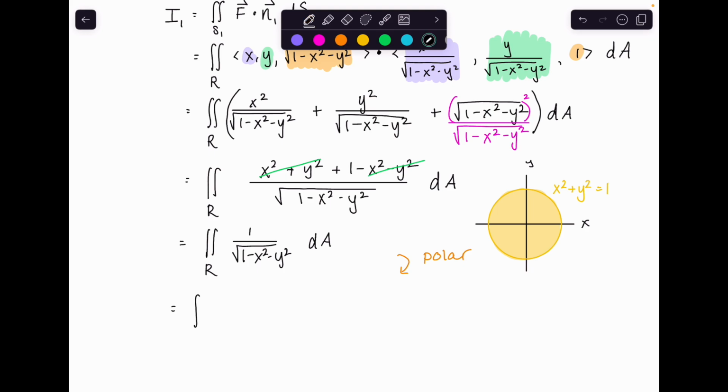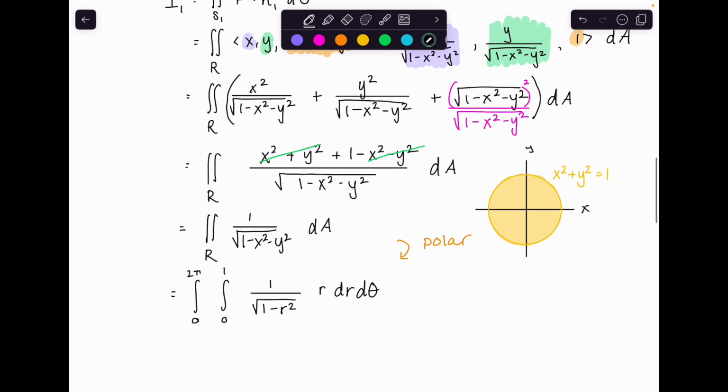So the inside will become 1 over the square root of 1 minus r squared. The dA becomes r dr d theta. And since this is a circle of radius 1, the r bounds are from 0 to 1, and it's the whole circle, so the theta bounds are 0 to 2 pi. Okay? And then this is separable, so you have the integral from 0 to 2 pi of just d theta.